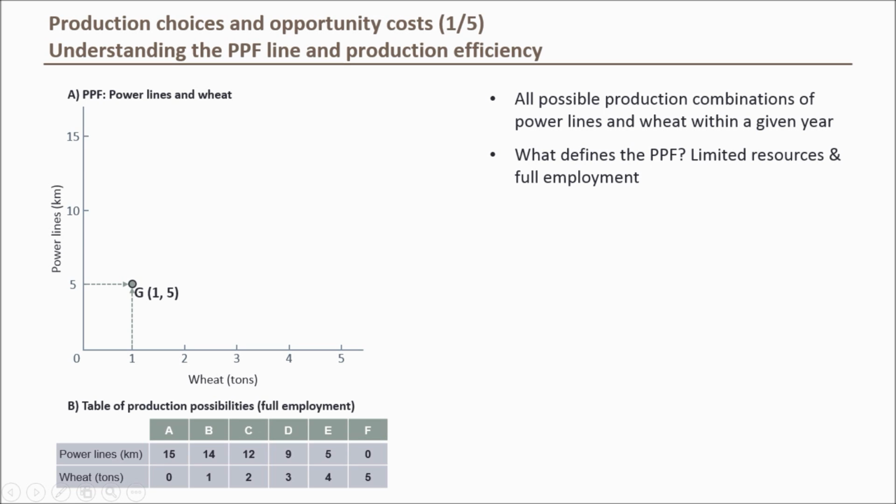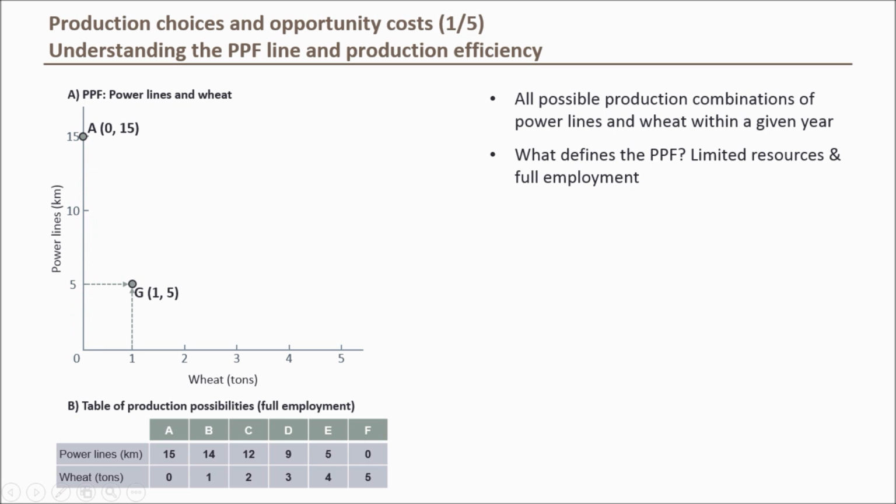But if all resources are used, how come there are different combinations possible? Well, resources can be shifted between production activities. In fact, we could use all resources to produce only one good, which is what points A and F actually represent. So let's plot the points from Table B onto our axis in graph A. Point A in Table B is the point on the PPF graph where all resources are used to produce power lines only, so no wheat is grown.